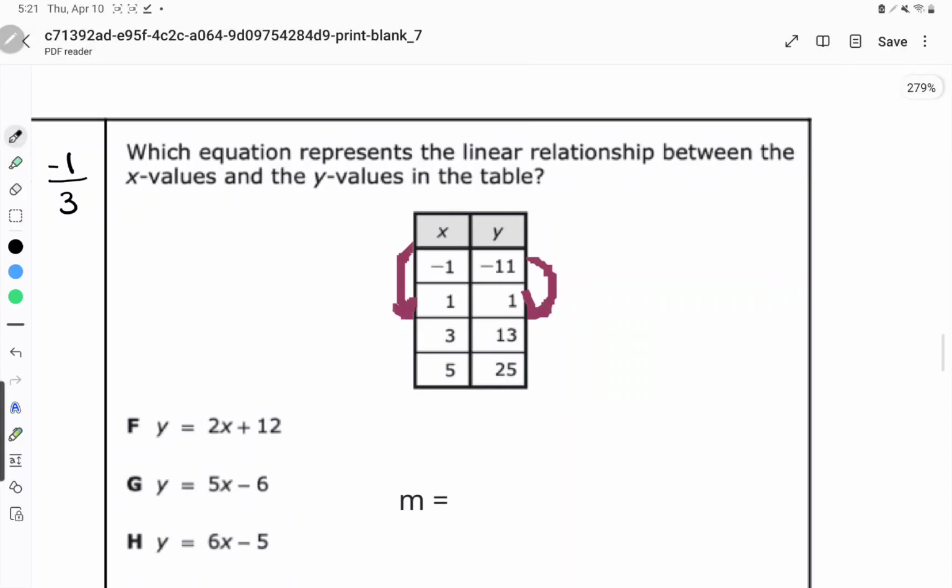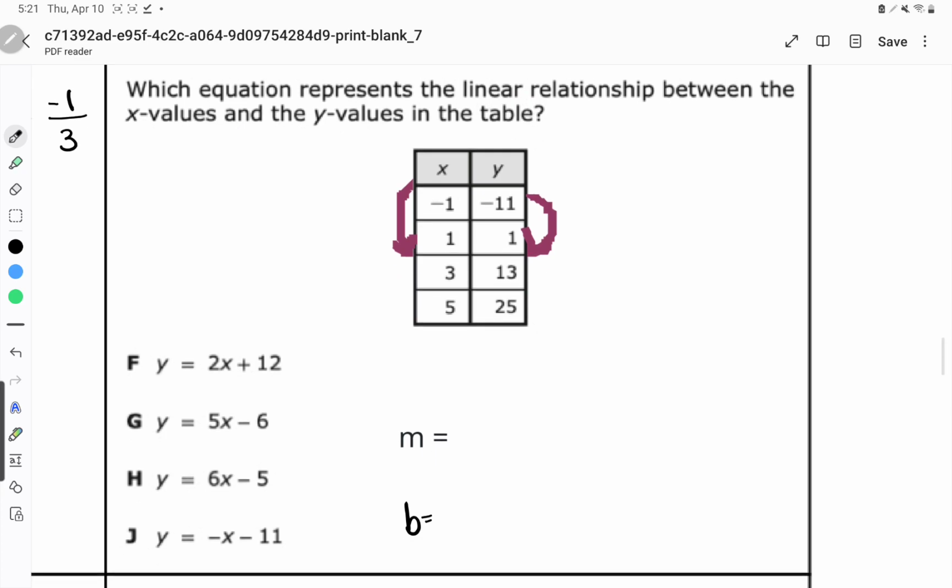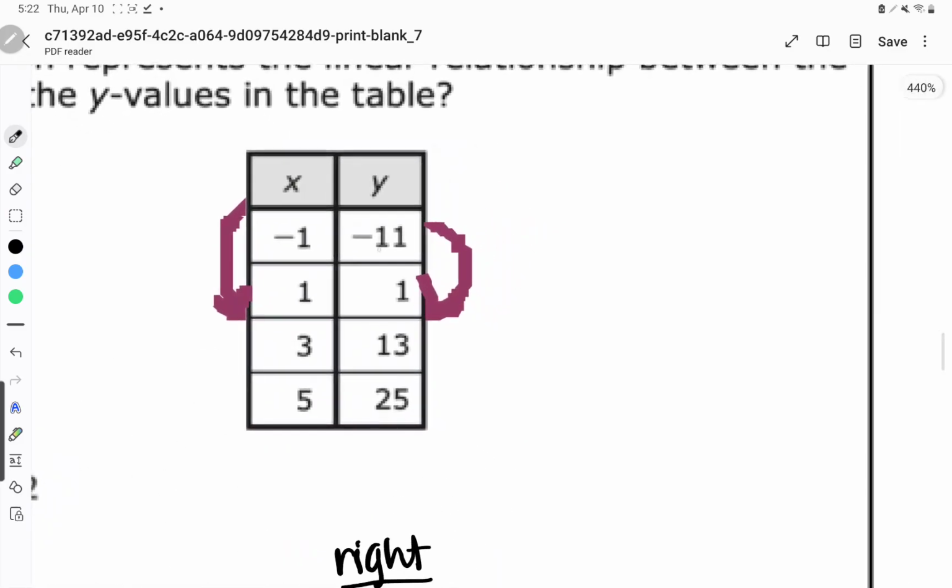Next one, first thing I do when I see a table is I draw some arrows. Now on this right here, as a reminder, we have m and we usually have b. In this case, I didn't give you a b, and you'll see why in just a second. So m is right over left. I'm going to take that bottom number and subtract it from the top number. So I have 1 minus -11.